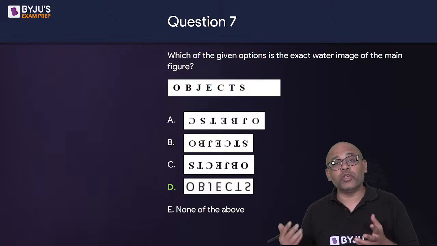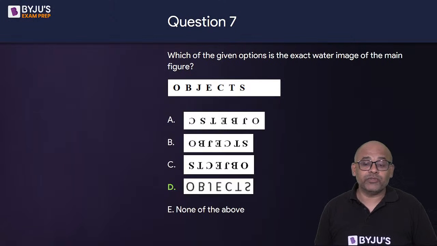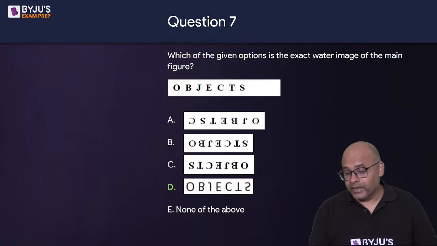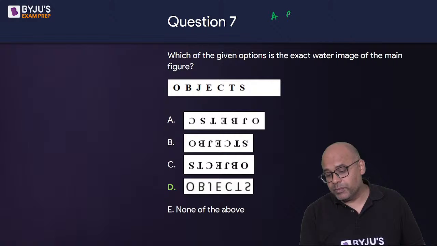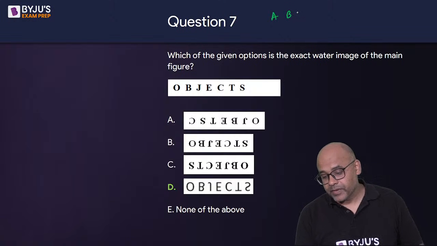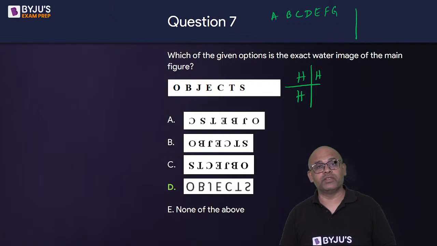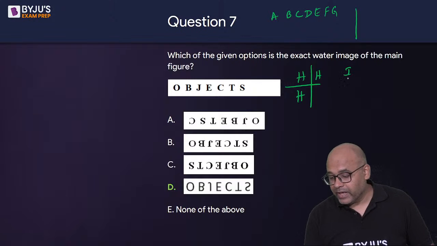H. So if I ask you, what are the letters which will not change in water or mirror? Then what are they? Your A will change, B will change in the mirror, C will change in the mirror, D will change in the mirror, E will change, F will change, G, H. H will remain as it is. So remember, if you write H, H will remain in the mirror also as H, in the water also will remain as H. I will also remain the same. I will be I, and here also it will be I.